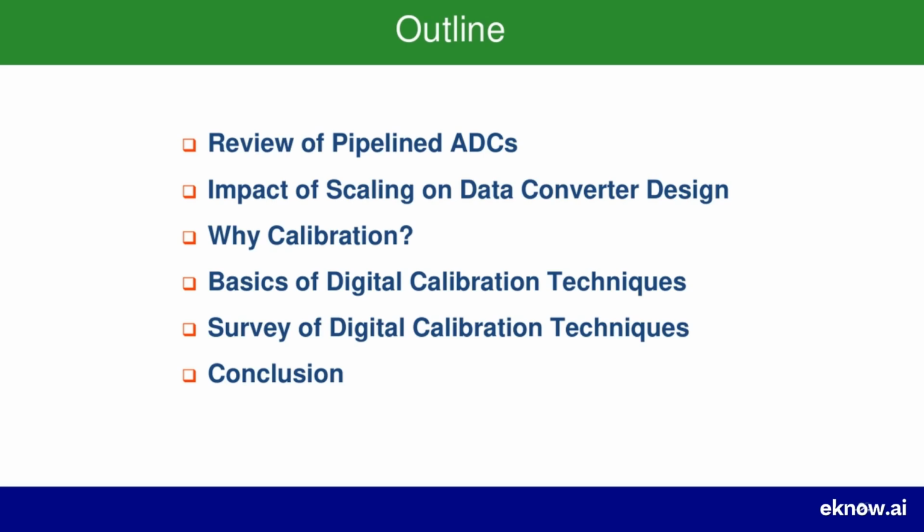This leads us directly to the next key question: why calibration? After understanding the negative impacts of scaling, this section will explain why we can't just rely on traditional design methods anymore. It will build the case for needing a solution, and that solution is calibration. Once we've established the need for it, we'll move into the specifics. We'll start with the basics of digital calibration techniques. Here, we'll learn the fundamental principles and concepts behind using digital logic to correct for the errors in the analog parts of the ADC. Following that, we'll broaden our scope with a survey of digital calibration techniques.